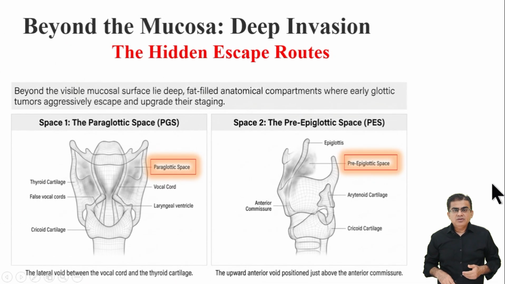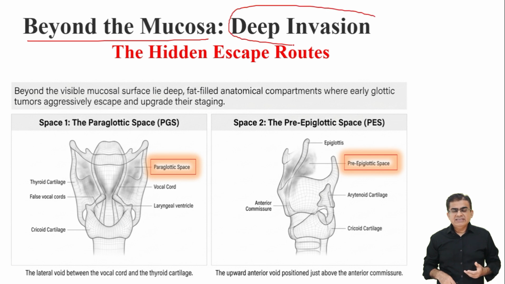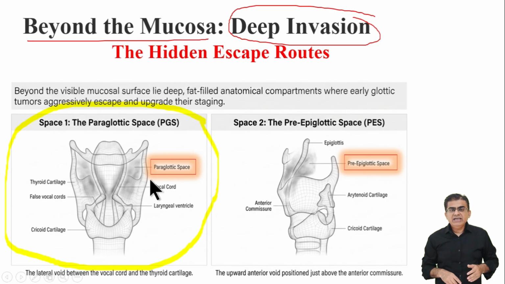Let us now move away from the dangerous visible mucosal surface. Look at the deep, fat-filled anatomical compartments inside the larynx. These are the hidden escape routes where tumors aggressively spread and upgrade their staging. Look at the diagram on the left side of the screen. This is paraglottic space or PGS. It is the lateral void sitting directly between the vocal cord and the hard thyroid cartilage.